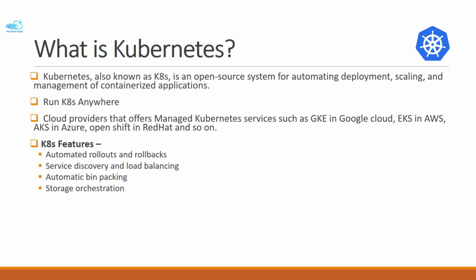Storage orchestration. Basically, Kubernetes mounts the storage system of your choice. It could be local storage or public cloud providers such as AWS or GCP, or network storage systems such as NFS, iSCSI, Ceph. Self-healing. Kubernetes basically restarts containers that fail and tries to replace and reschedule the containers when a node dies. It usually kills containers that don't respond to your user-defined health check, and it doesn't advertise them to clients until they are ready to serve.